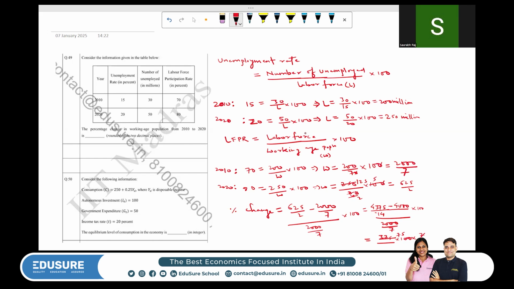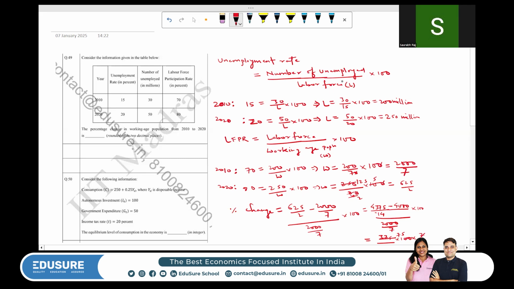Then we have labor force participation rate, which is simply the percentage of labor force out of working age population. So now I think you understand why they are asking for working age population, because this is not directly derived. You will first have to calculate the labor force. Then using that labor force, you will be able to get the value for working age population.